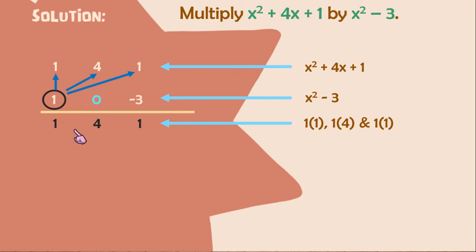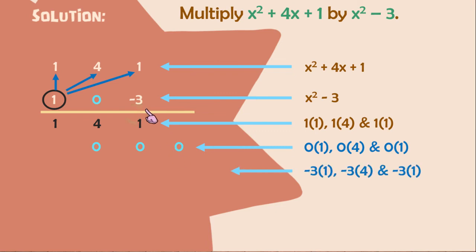Next, multiply 0 to the coefficients 1, 4, and 1. So 0 times 1, that is just 0. So write the product 0, align it with 0 here. Then 0 times 4, that's still 0. 0 times 1 is 0.